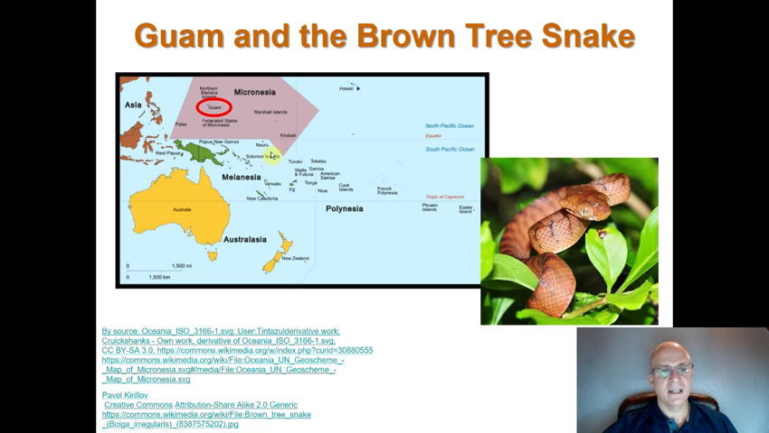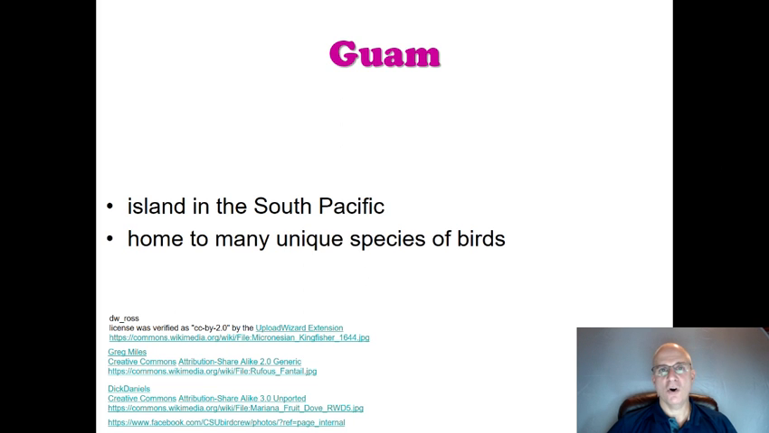So we see the islands that are collectively called Micronesia, close to New Guinea and Australia, and here's the continent of Asia off here. So to kind of orient where we're talking about here, and here's a close-up of that brown tree snake. So the island of Guam is located in the South Pacific, and it's home to many unique species of birds.